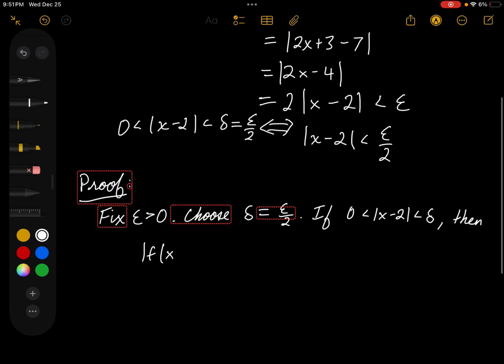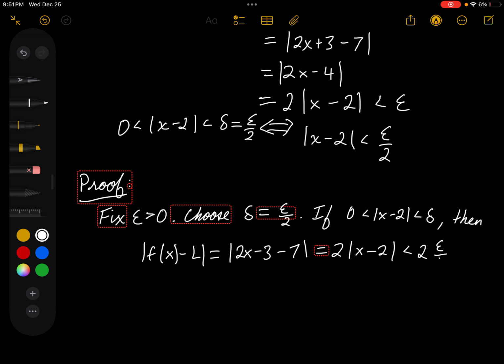|f(x) minus L| is equal to |2x plus 3 minus 7|, and that's equal to 2 times |x minus 2|, and that is less than 2 times epsilon over 2, right? Because we plug this in, we replace the |x minus 2| with less than epsilon over 2 over here. And then that is equal to epsilon.